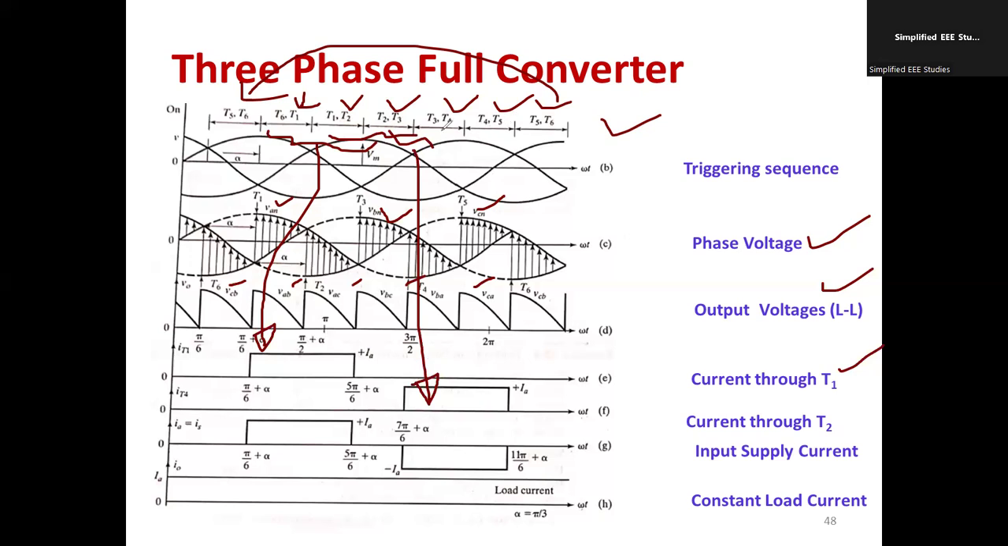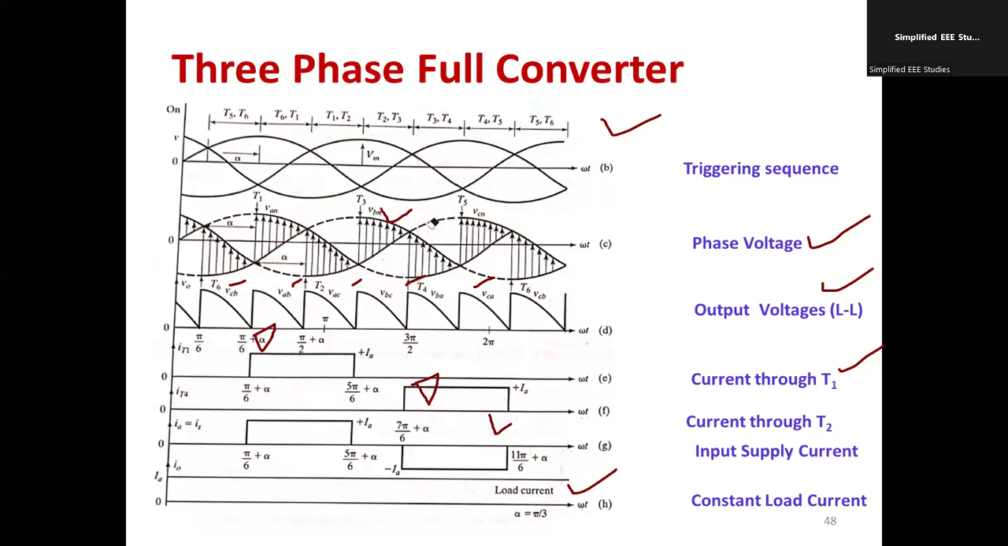Similarly, here you can observe T5 and T6 conducting in the reverse direction. Okay, so if I talk about the load current, since it is DC, it doesn't vary with respect to time. So try to draw these waveforms for the three-phase full converter. It will be really helpful from your exam point of view.